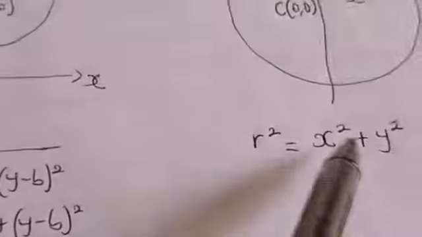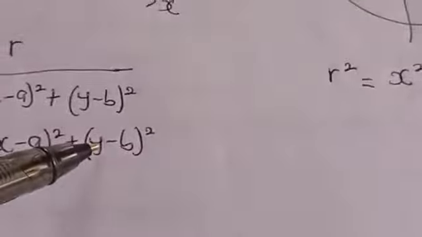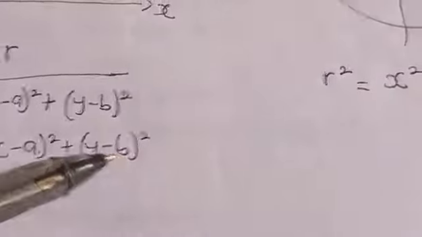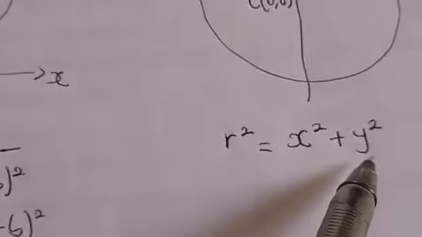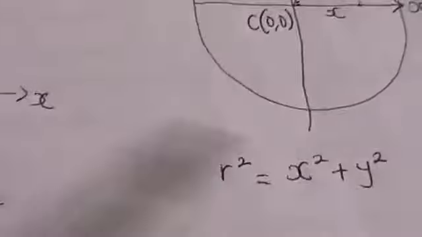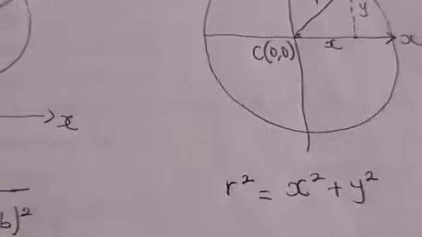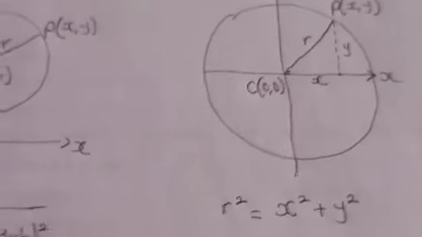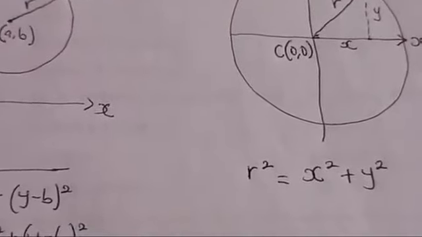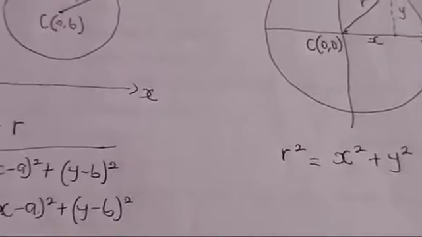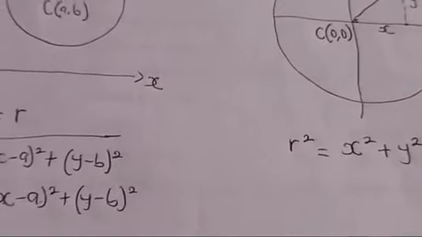And x minus 0 will give you x. Then you square it. The same thing, y minus b will now be y minus 0 before you square it. And y minus 0 will still give you y. That's why when the origin is the center of a circle, you have this as your equation of the circle. Let's see the practical application of this equation of the circle.